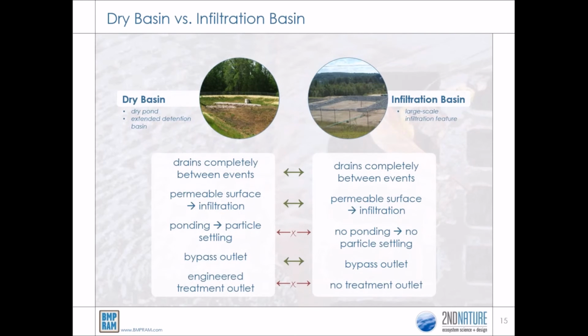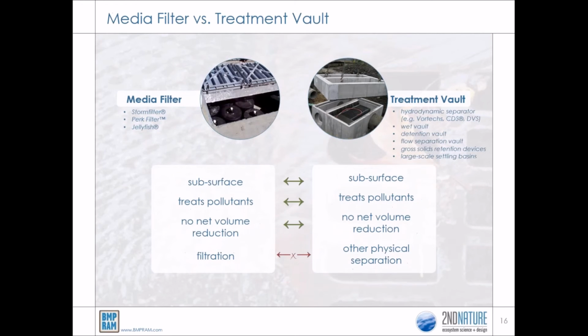Dry basins and infiltration basins. As discussed earlier, both of these BMPs are expected to drain completely between storm events, have permeable surfaces to infiltrate stormwater volumes to the subsurface, and have bypass outlets in case the treatment capacity volume is exceeded. Dry basins temporarily pond water to promote particle settling and have an engineered orifice that controls the outflow rate of treated water prior to exiting through the outlet. Infiltration basins only have a bypass outlet.